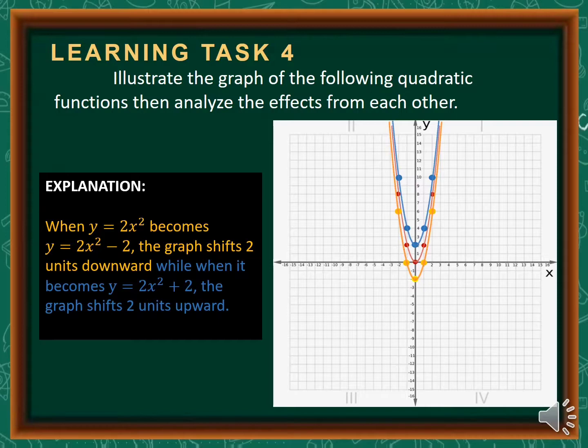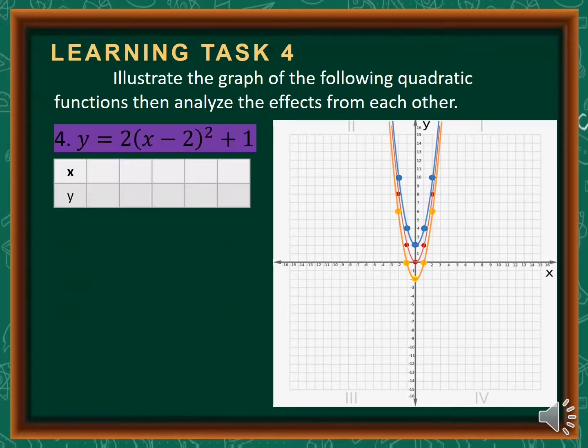So, let us have our fourth given. The quadratic function is written in, if you notice, vertex form. Naka-vertex form na siya, wherein we can easily analyze what is the value of h and what is the value of k, kasi ito ay nasa form na y is equal to a times x minus h quantity squared plus k.